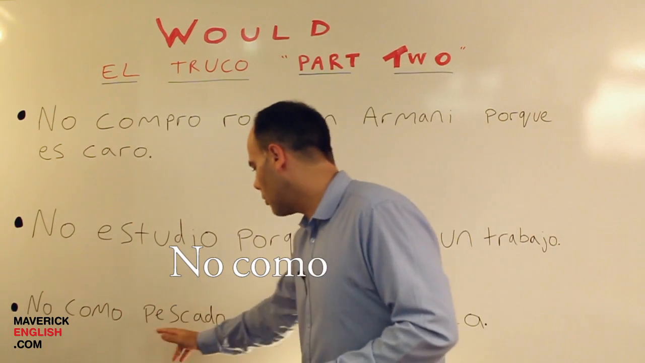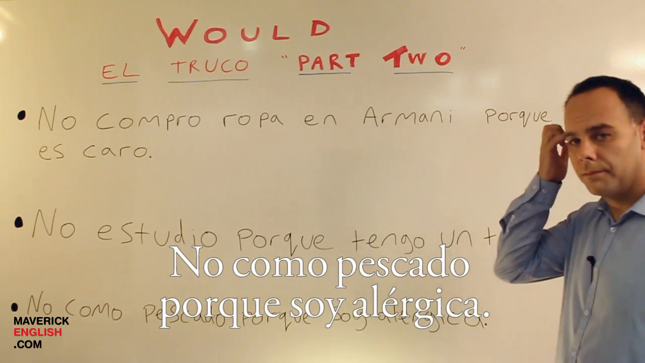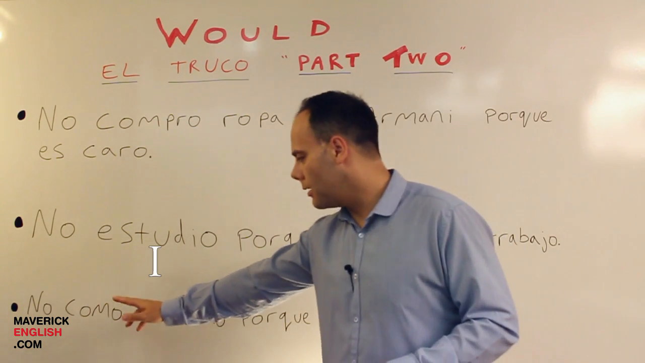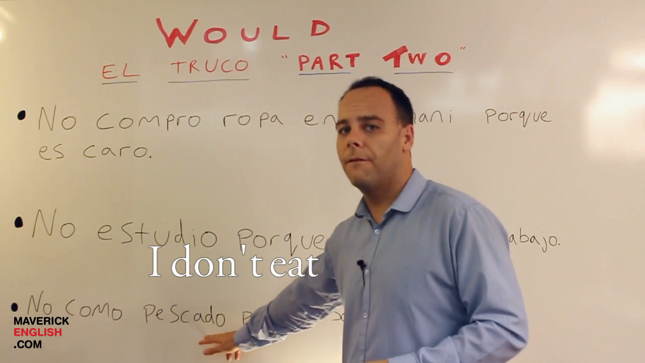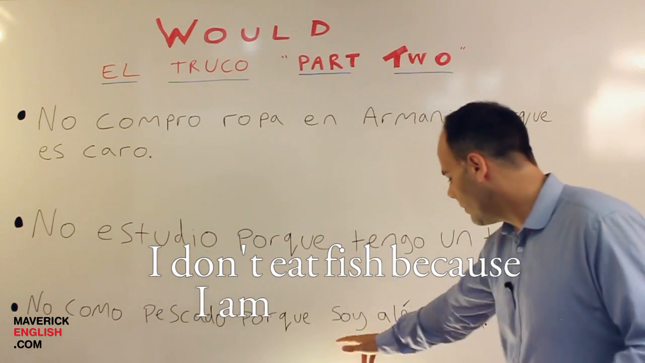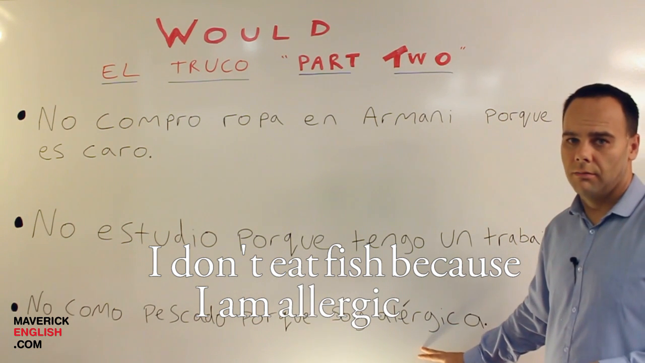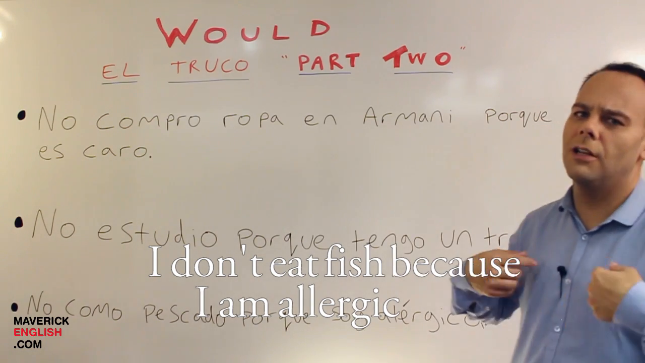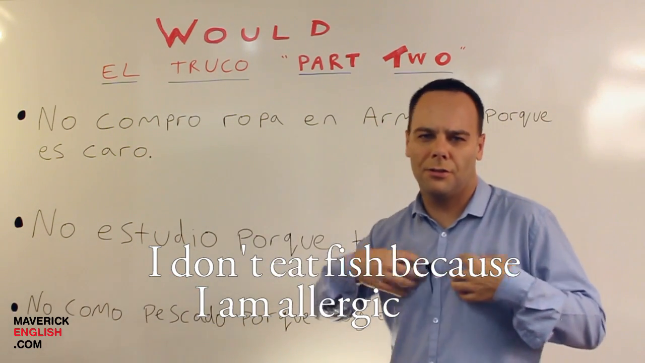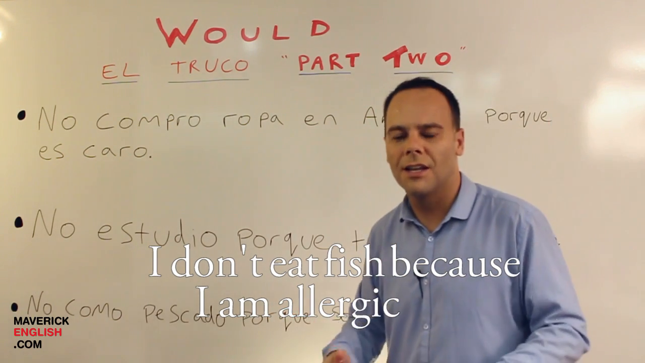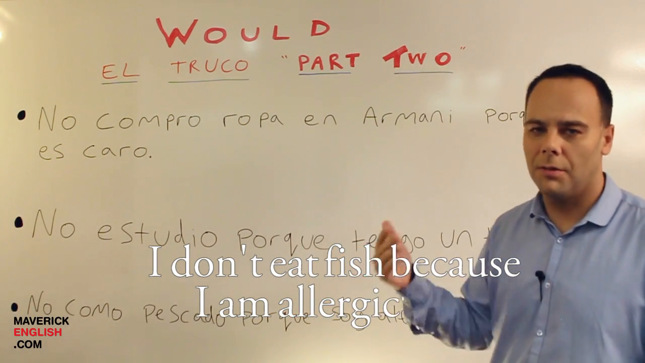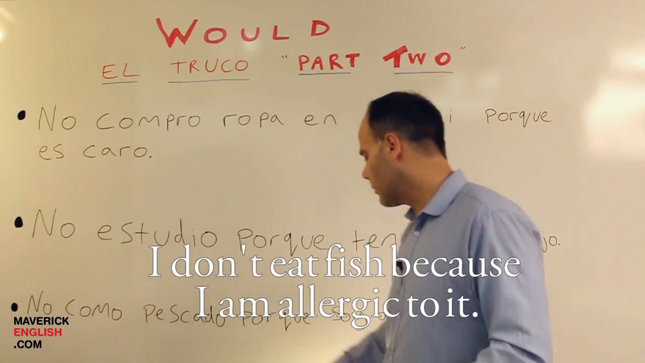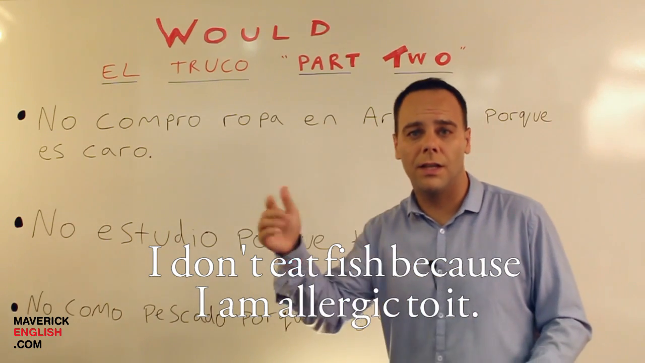Okay, no como pescado porque soy alérgica. Okay, so in English, I don't eat fish because I am allergic. Ok, en inglés suena muy raro. I am allergic. Yo soy la persona que causa la reacción. Entonces, I am allergic to something. I am allergic to it. No tenemos que repetir pescado porque ya lo hemos dicho, pero tenemos que decir it. I am allergic to it.